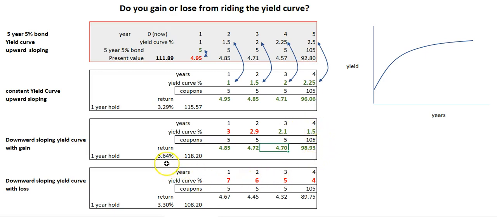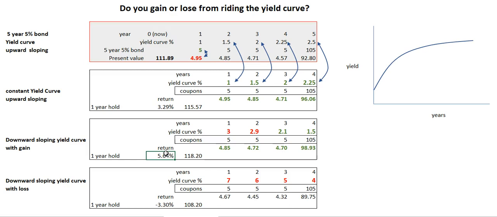So although it's downward sloping, we can still see that there is a return. And in fact, in this particular example, the return is higher than a constant yield curve. So you can see that it becomes really quite a complicated calculation.